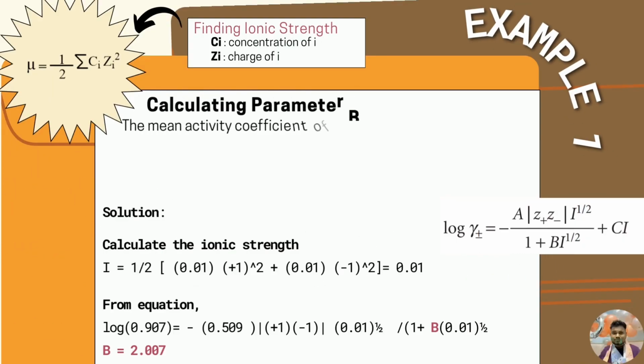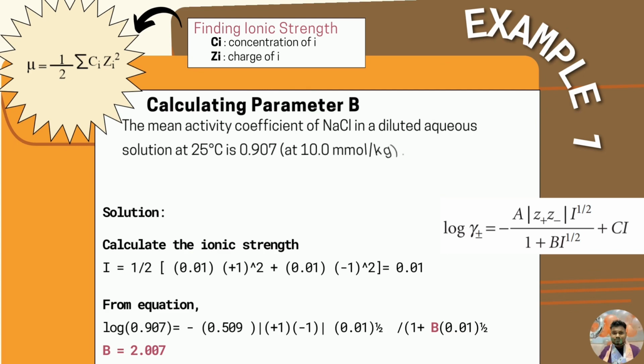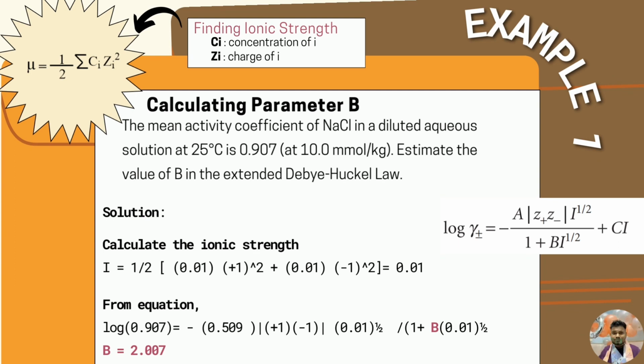As for example 1, calculating the parameter B. The mean activity coefficient of sodium chloride in dilute aqueous solution at 25 degrees Celsius is given, which is gamma equals 0.907 at a concentration of 10.0 millimole per kg. Now estimate the value of B in the extended Debye-Hückel law.